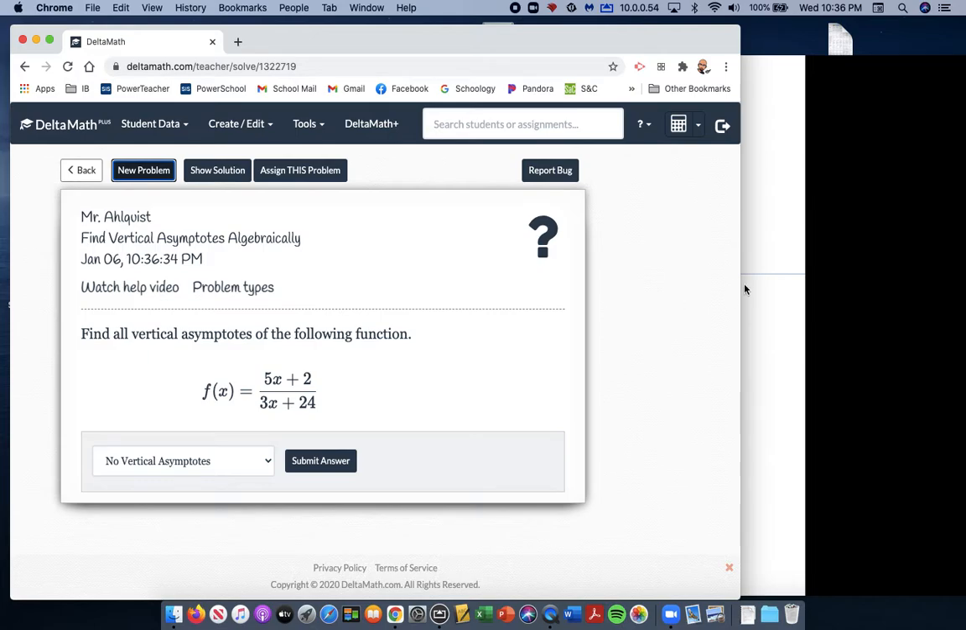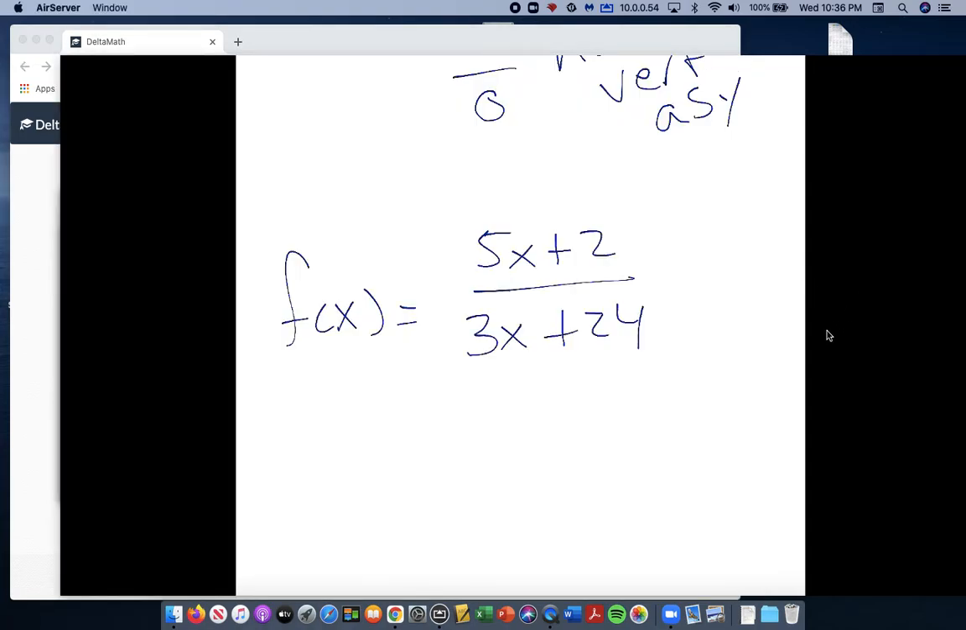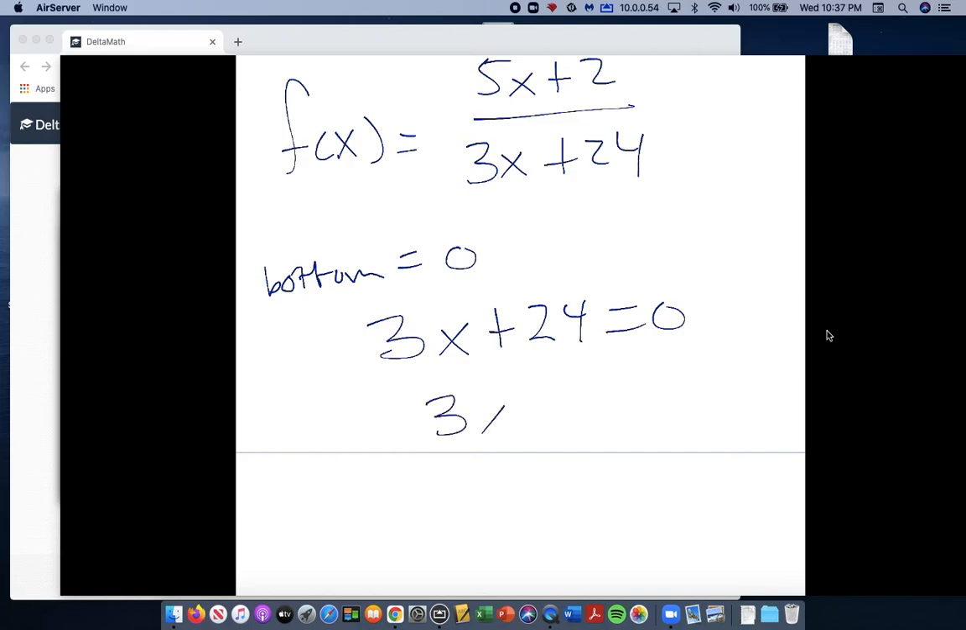Let's take a look at this one. I have f of x equal to 5x plus 2 on the top and 3x plus 24 on the bottom. So the bottom equals 0 when 3x plus 24 is equal to 0. That's when 3x is equal to negative 24, so x is equal to negative 8.